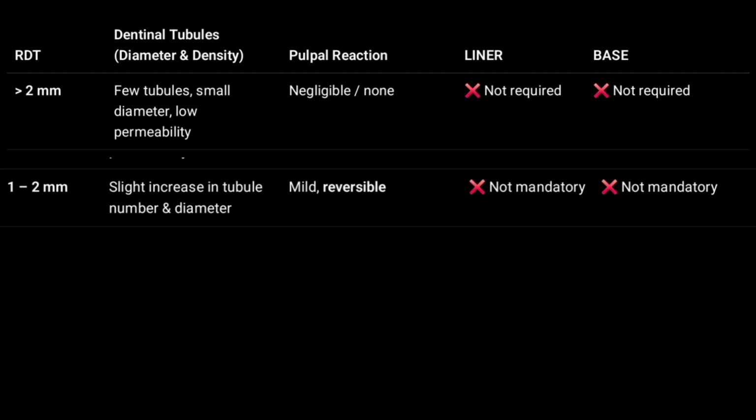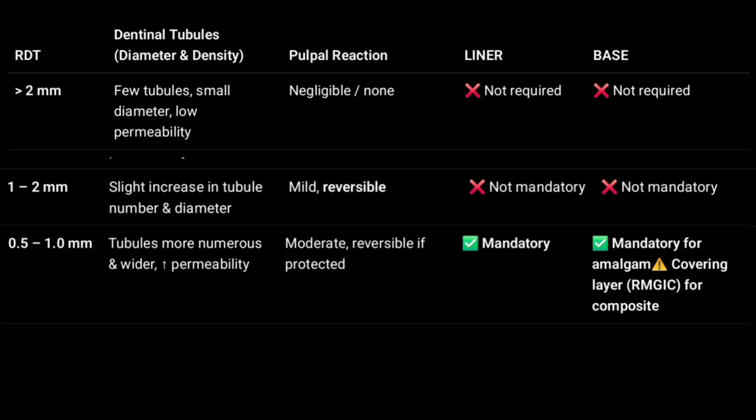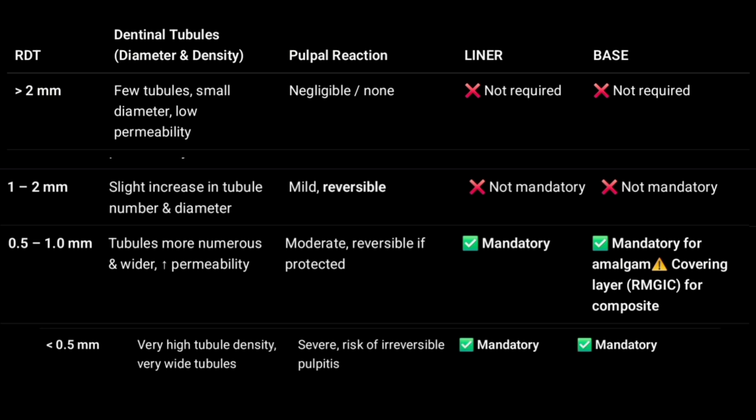to protect the pulp. When remaining dentine thickness is between 0.5 to 1 mm, dentinal tubules are more in number, wider, and highly permeable. Pulpal reaction here can be moderate, provided it is protected by liner and base. And finally, if remaining dentine thickness is less than 0.5 mm, the pulp is at severe risk of irreversible damage. So liner and base are a must here.